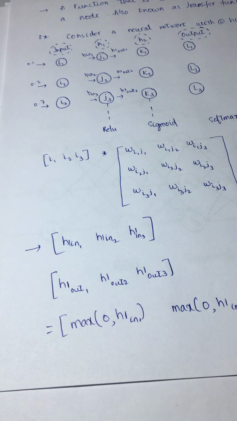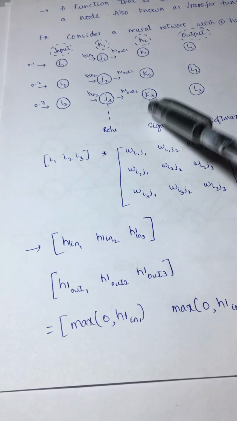This is where your concept of activation function comes in. There are different types of activation functions. You can think of it as some sort of function. Whatever values you get after the cross product and adding the bias, you pass them through this particular activation function. Whatever output you get is your output for that particular layer.